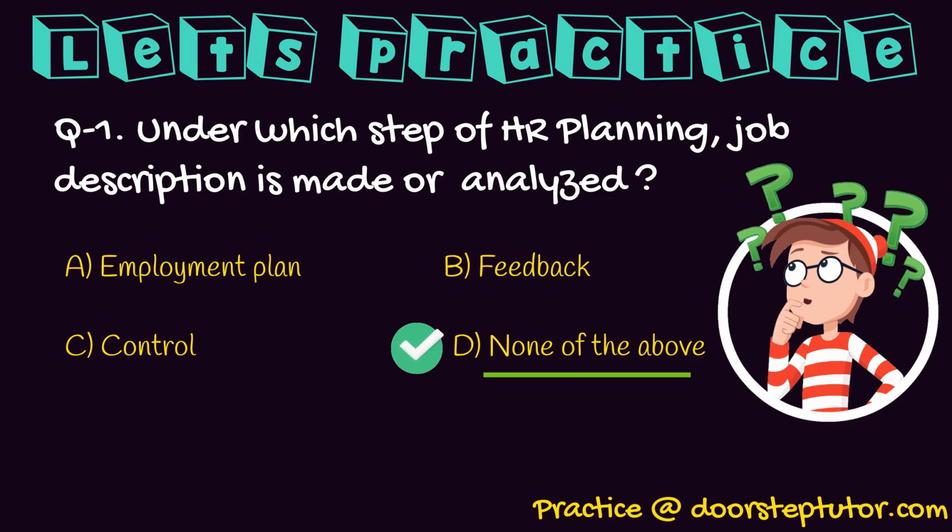So as we know, under employment plan, we just plan the selection process. Under feedback, we take feedback. Under control, it is just measuring the actual performance against the set standards. So the correct answer for this would be none of the above. Okay, because that step is not there in the options.